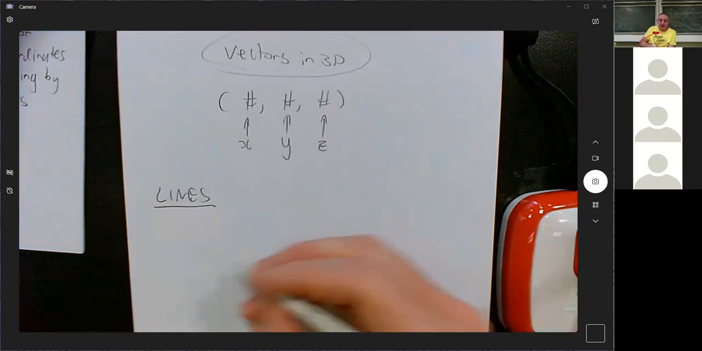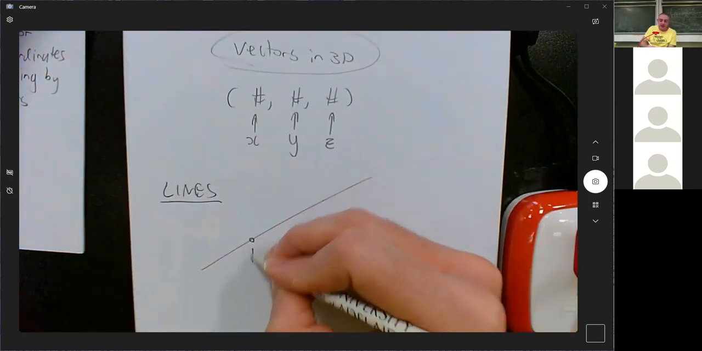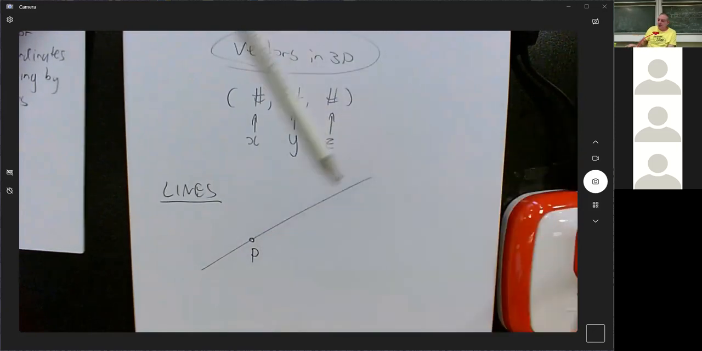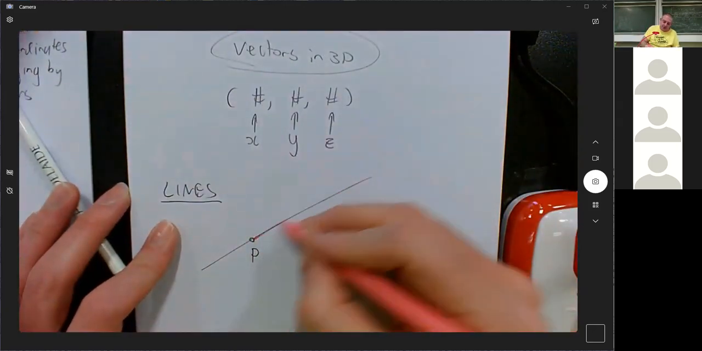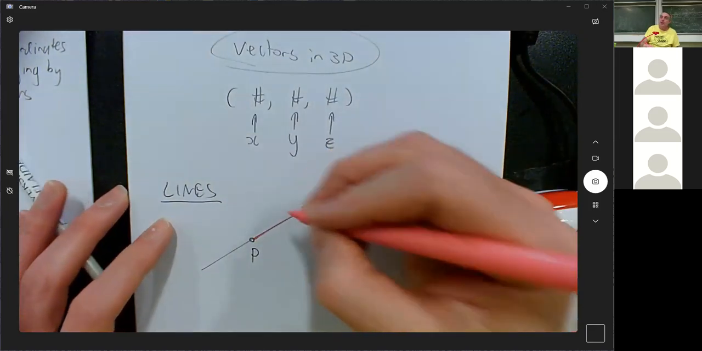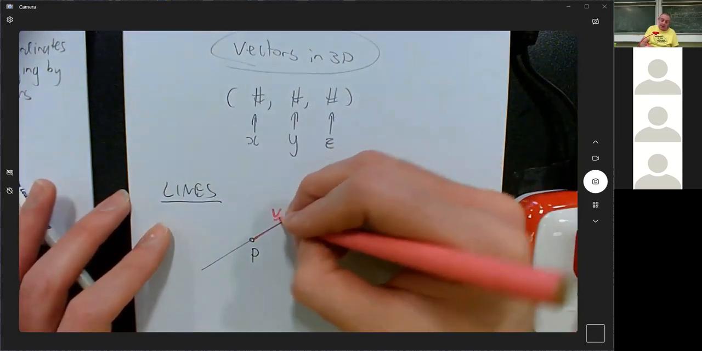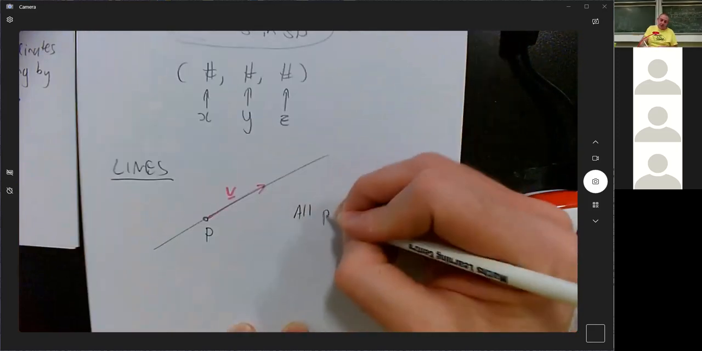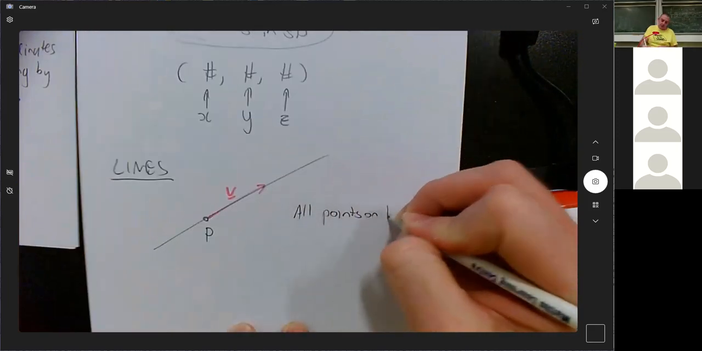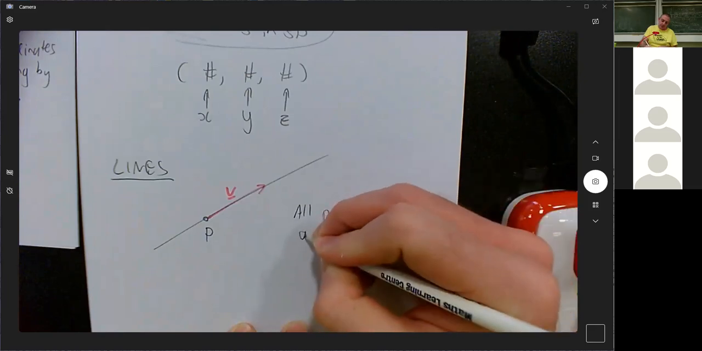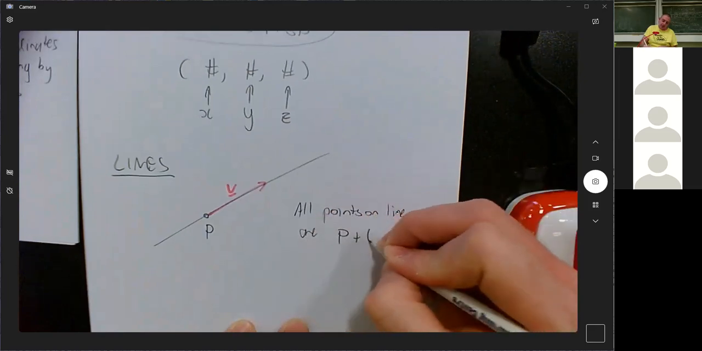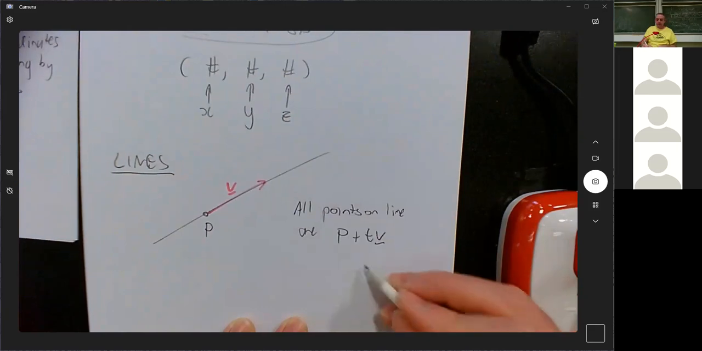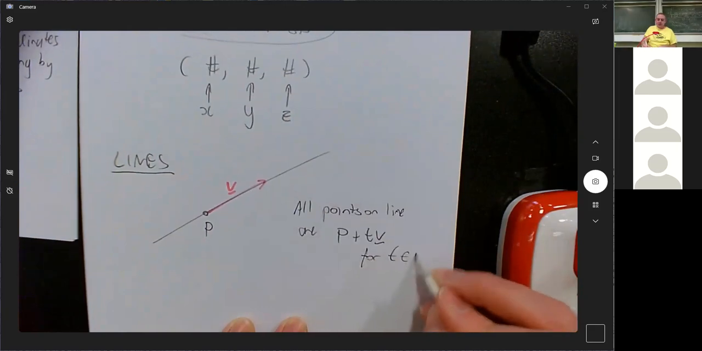The most classic way to make a line is to pick a location and to pick any arrow that is a journey between one point and another on that line. So any direction vector, and all the points on the line are p plus t times v, for t being all the numbers.